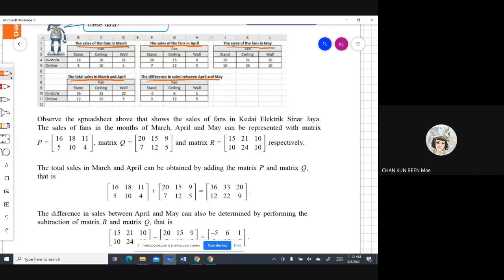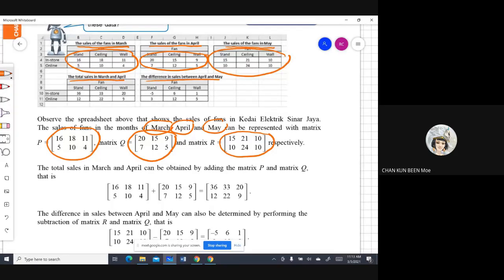They ask you to observe the spreadsheet above that shows the sales of fan in Kedai Electrics in Ajaya. Okay, the sales of fan in March, April, and May can be represented with matrix. You can see, you compare this, 16, 18, 11, 5, 10, 4, they are the same. And then for matrix Q, it represents the sales of April. Okay, 20, 15, 9, 7, 12, 5. And the last one is the one in May, 15, 21, 10, 10, 24, 10. So all of it, they just represent it using matrix P, Q, and R.